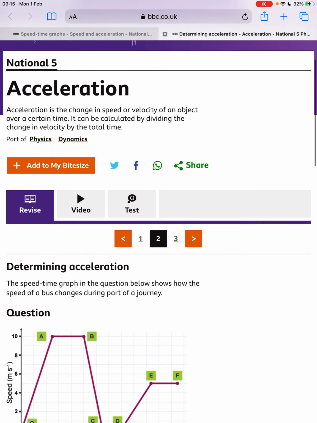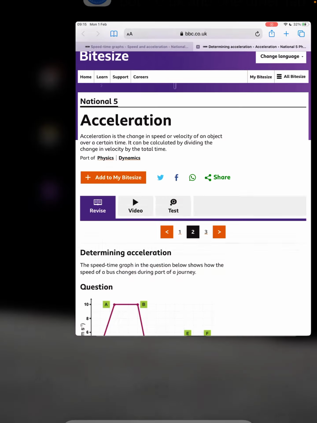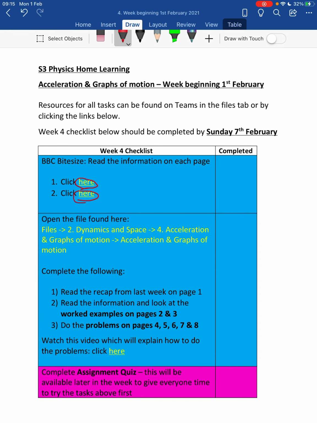When you've read the information on both of these pages, the next task is to open the file, which you will find on Teams by going to the Files tab, tapping on number 2, Dynamics in Space, then tapping on number 4, Acceleration and Graphs of Motion, and then you're looking for the file that's called Acceleration and Graphs of Motion.